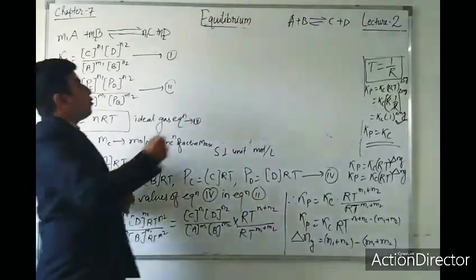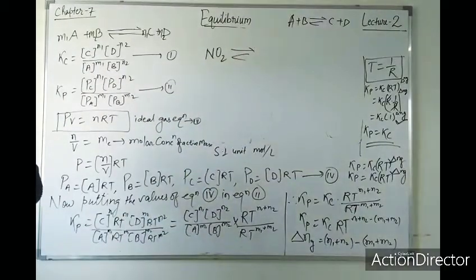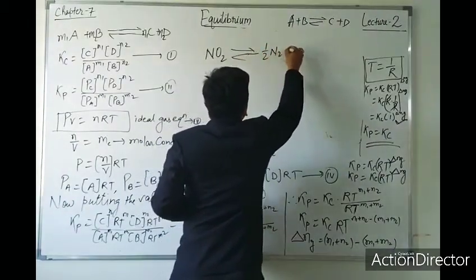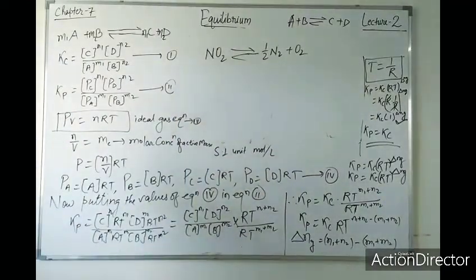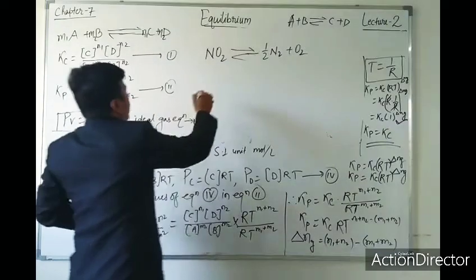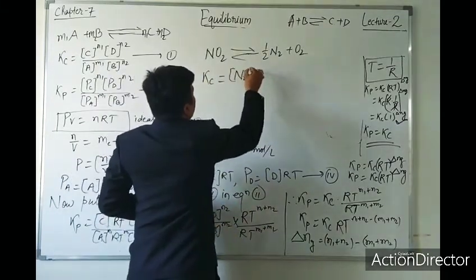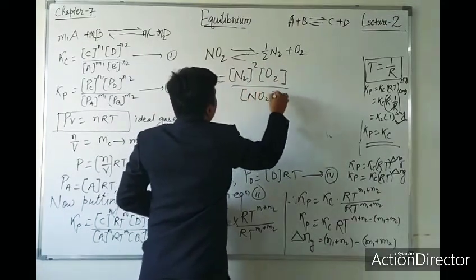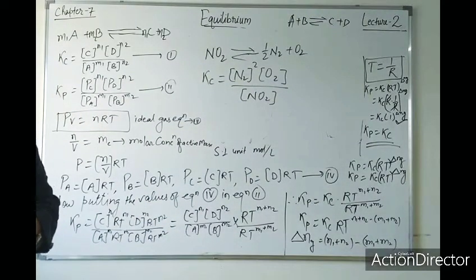Just suppose NO2 equilibrium. What will be the equilibrium? Half N2 plus O2. Okay? This is the equilibrium. Now can you tell me what will be the value of Kc? Kc value you know very well. Concentration of the product, so N2 concentration to the power 2, O2, and upon NO. Can we write this thing? Yes or no? Just tell me. Yes, definitely we can write.